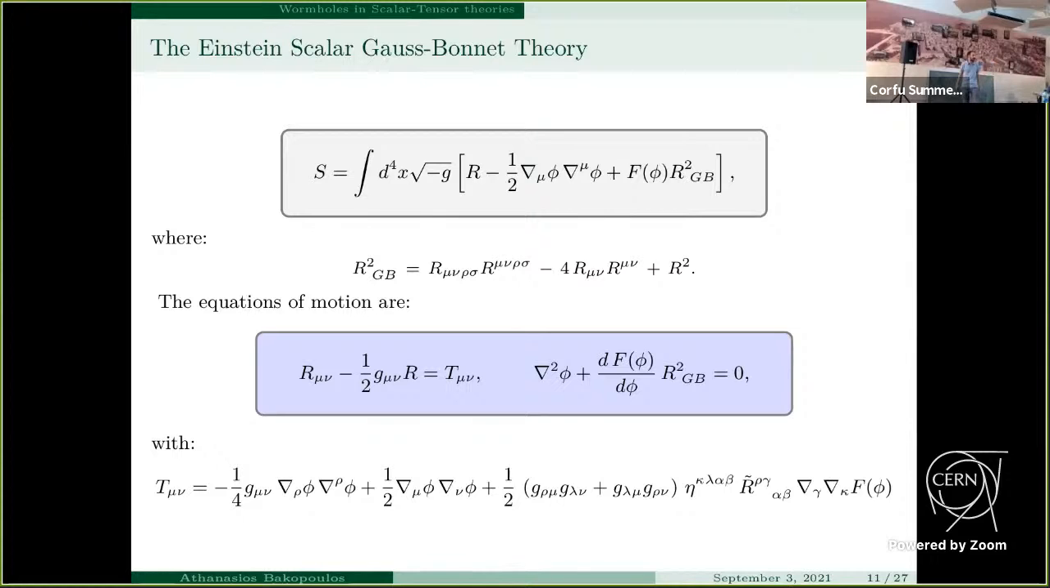Another interesting case is the Einstein scalar Gauss-Bonnet theory. This theory has the correct sign in front of the kinetic term and a non-minimal coupling between the scalar field and the gravitational field through the gravitational Gauss-Bonnet term. These are the equations of motion, and here T mu nu is the effective energy momentum tensor due to the scalar field.